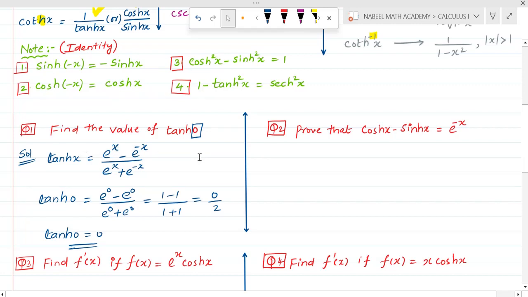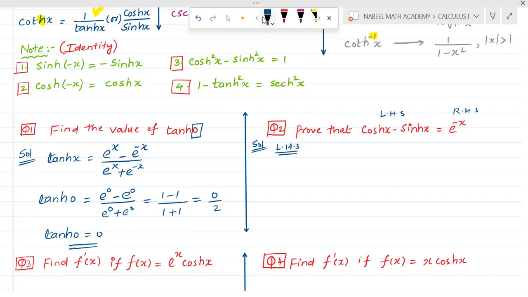Now the next one is a proof. You have to prove the left hand side equals the right hand side. Always take the bigger expression and try to reduce it to the smaller part. So prove the smaller part. I know this part.